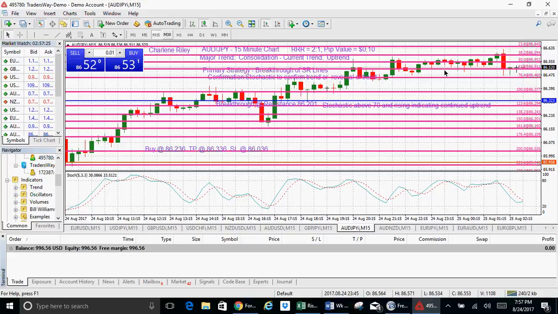So I wouldn't be ready to make a trade here, but if I did, the setups that I would be looking for is a breakthrough of the 86460 line, and that would make me want to enter into a sell, or a break above the 86552 line, that would make me enter into a buy.